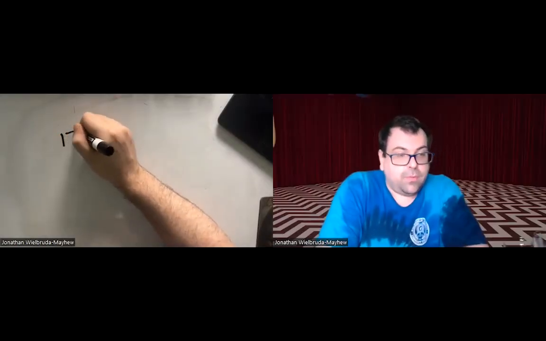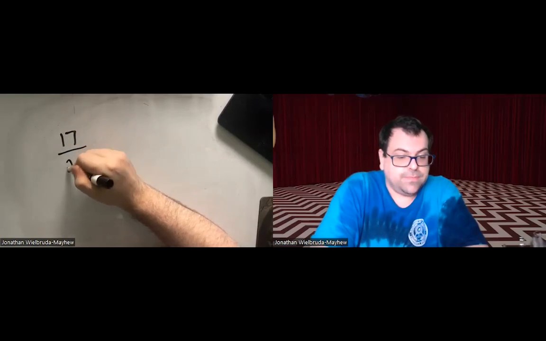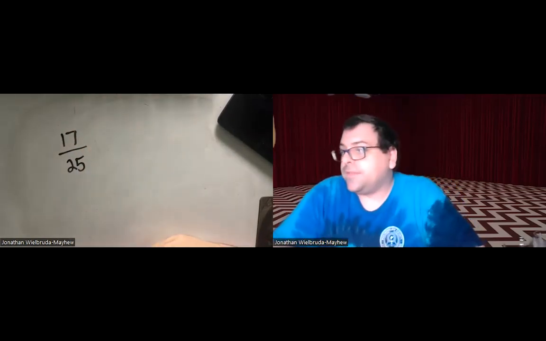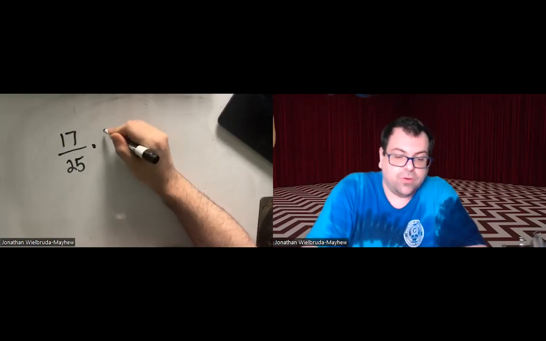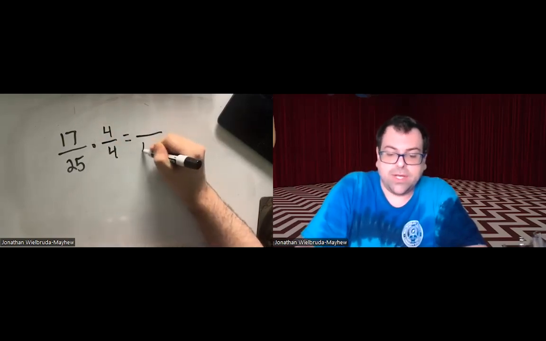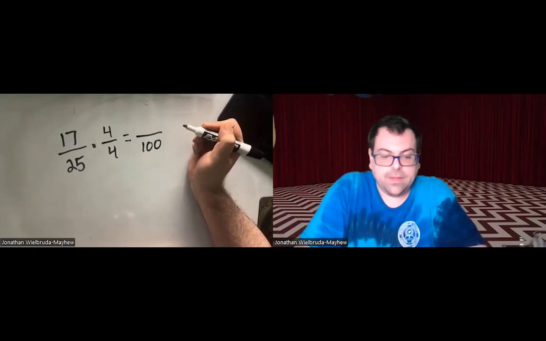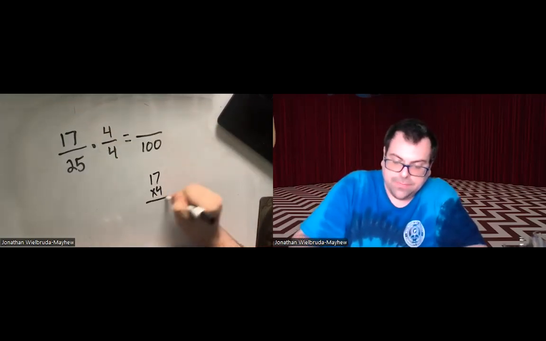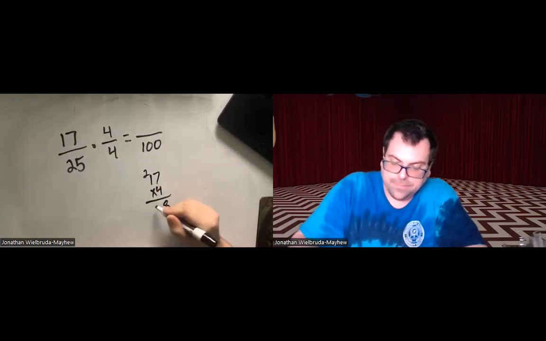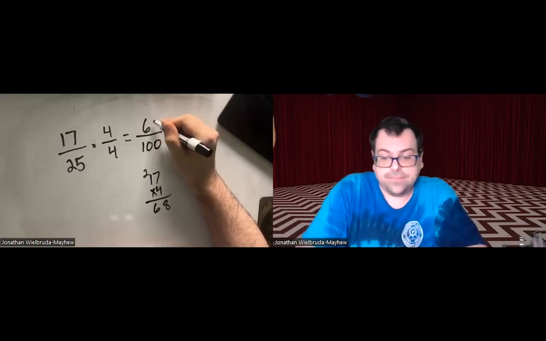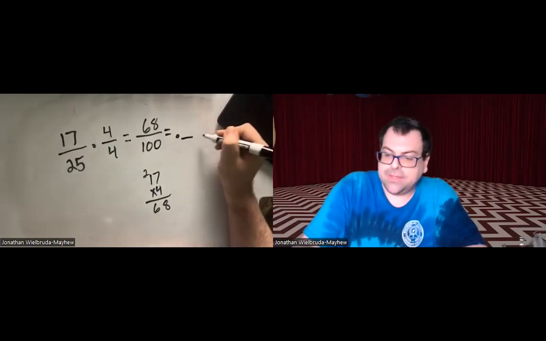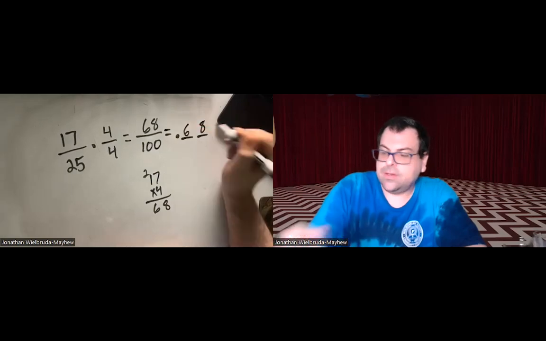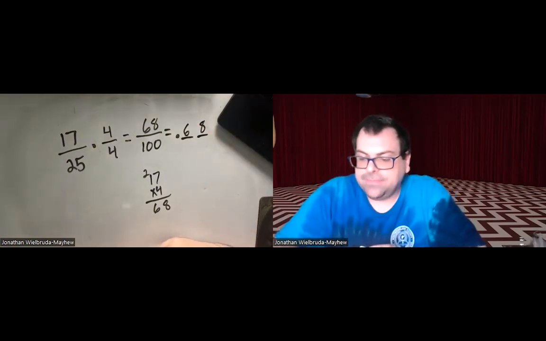In number 11, we want to write the fraction as a decimal. We're given 17/25. We can get this to a nice number by multiplying by 4/4 so that the bottom is 100. 17 times 4 is 68. 68 hundredths is literally 0.68. So 0.68 is our decimal.